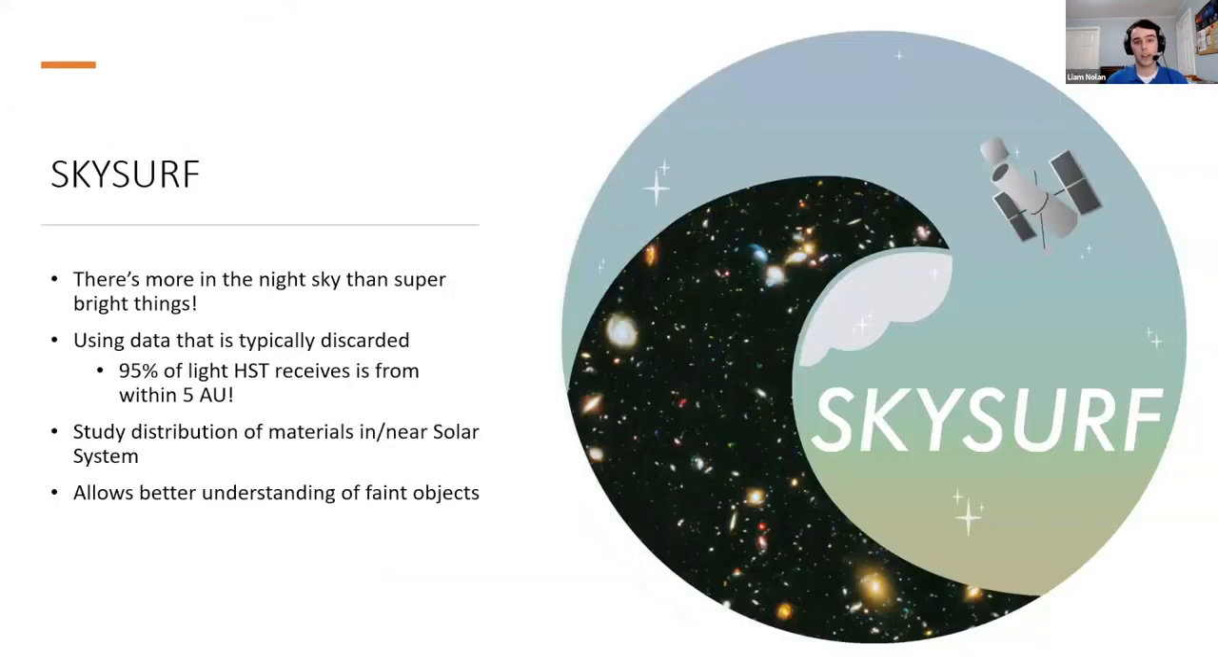Another project that we're doing with Hubble data is called SkySurf. 95% of the light that is received by the Hubble Space Telescope actually comes from very close by the Earth. And a lot of what most people consider general astronomy throws out that light because we're interested in stars or galaxies or all these very far away things. But we can actually learn a lot about the different types of materials that are very close by, even in our solar system, if we do an analysis of that light. And that's actually the goal of our SkySurf project. And we have lots of undergrads, grad students, and doctors working on these different things, research doctors.